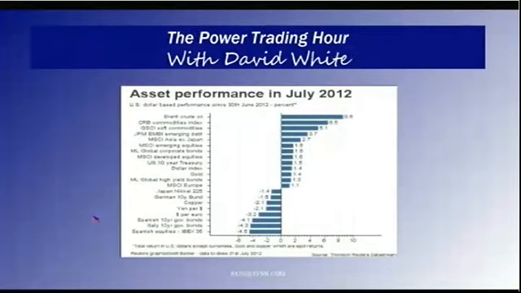But kind of interesting. This seems kind of weird that as production's going up, we still have the price of gasoline going up. Asset performance through July. And since the beginning of this year, Brent crude is the best performer. CRB index is the second best performer. Soft commodities was third. JP, the Japan Emerging Debt Market, was fourth.